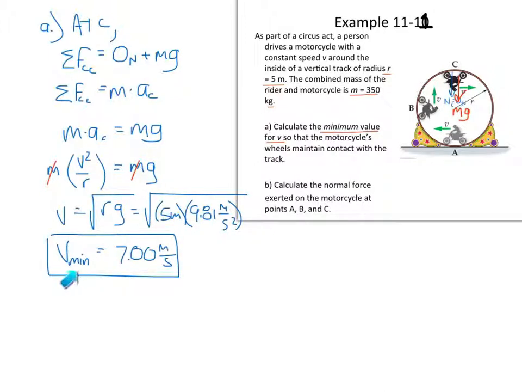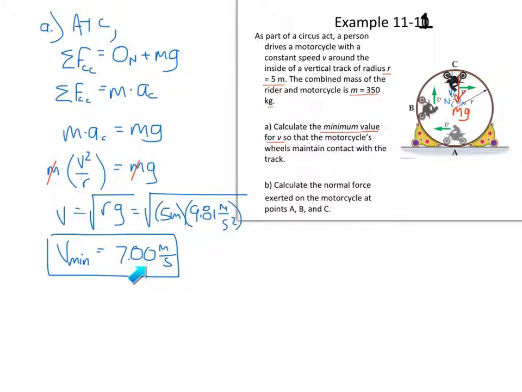And don't let this min or max scare you. Just think about it like this. If he goes any slower than this, what will happen? Well, his wheels will come off the track up here. He won't be able to maintain contact with the track, and he'll probably fall to the inside of the track right there. If he's going faster than that, then great. All the more pressure between the wheels and the track, but he has to be going at least, at the bare minimum, that speed in order to maintain contact with the track.